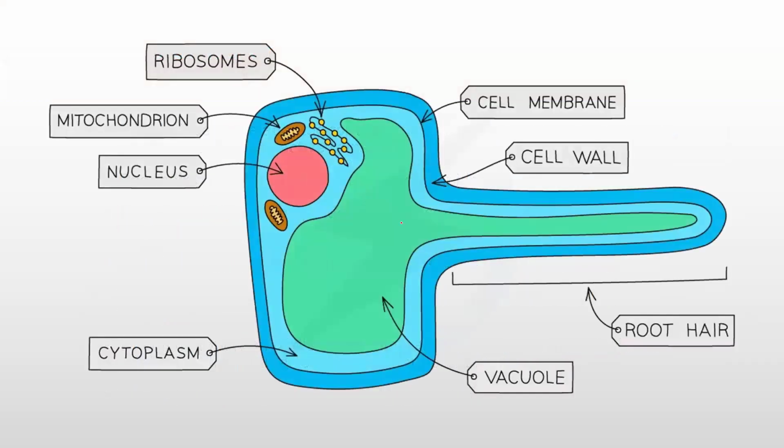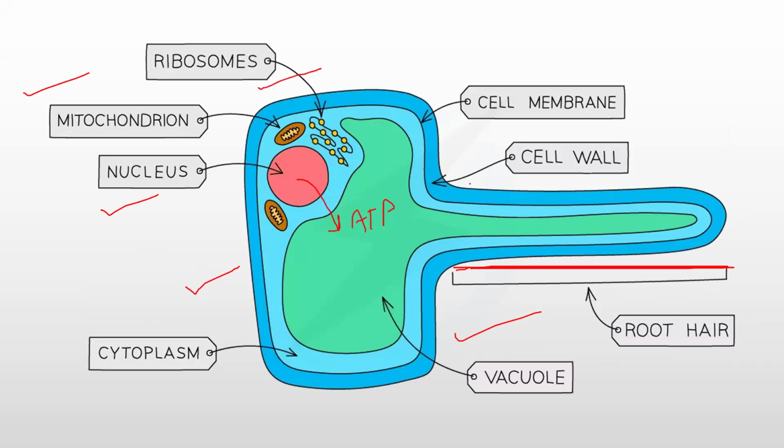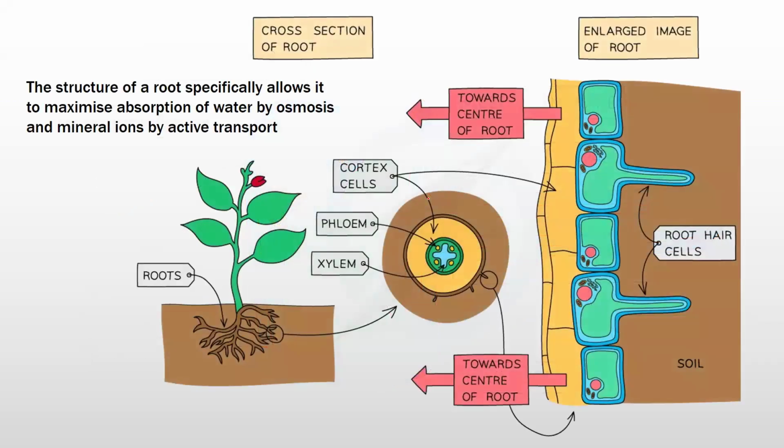Because root hair cells are adapted with a very large surface area, they have a vacuole, a cytoplasm, a nucleus that controls activities, and mitochondria that provide ATP for active transport as well. Ribosomes are also there, and a cell wall provides strength as well, and everything else. Because roots are something like this. Roots are going to absorb the water inside this xylem, the blue region. The structure of roots specifically allows it to maximize the absorption of water by osmosis and mineral ions by active transport.